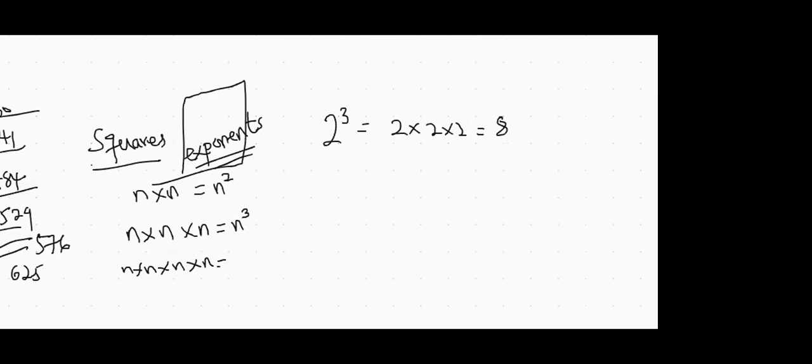So next is 5 exponent 4. That would mean what? 5 times 5 times 5 times 5. We have 25 by 25, and that will give us what? 625.